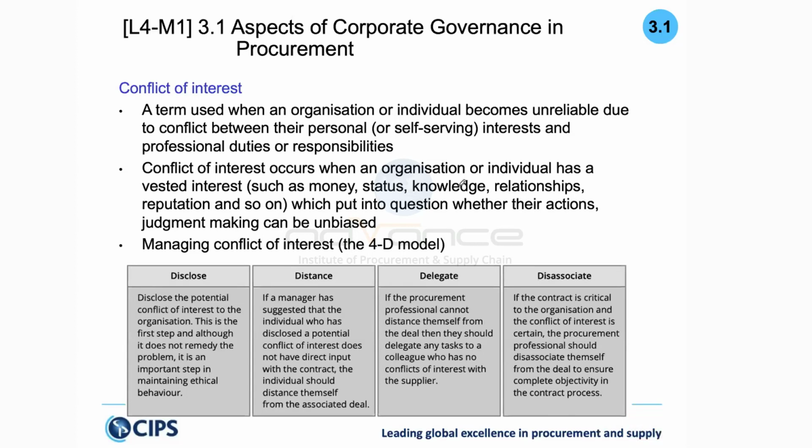Okay. If the procurement professional cannot distance, then I can delegate certain tasks, especially those related to communicating with the supplier. Right. So I delegate tasks to a colleague who has no interest in the supplier. I may have, but he does not have. Disassociated. That's the highest order. I don't just delegate. I say sorry. I disassociate. I kind of recuse.